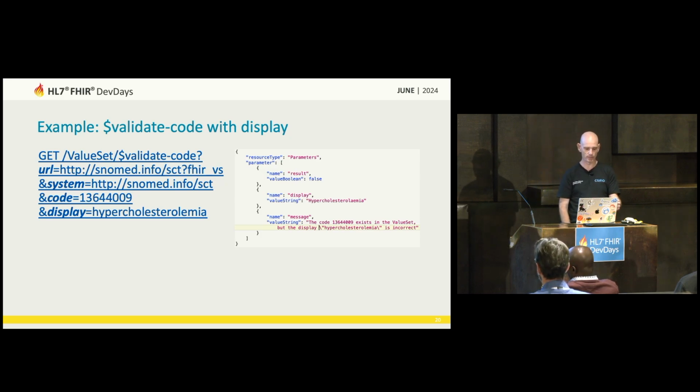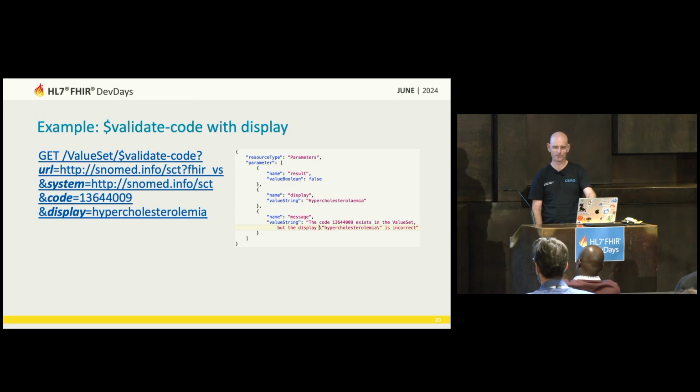If we take an example of validate code using a display, we're again validating against SNOMED, and this is a particular code, and the display we've got here is hypercholesterolemia. What has come back has said that that's actually false, that's invalid. If you read the text there, it'll say that this code is in the value set, but the display hypercholesterolemia that we put in there is actually incorrect, and it's given us what the correct display is.